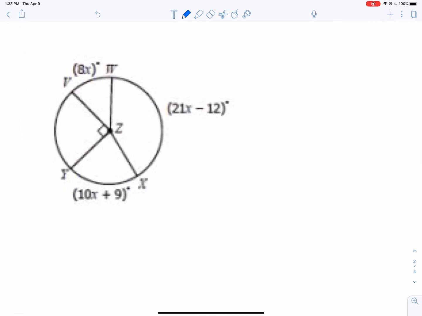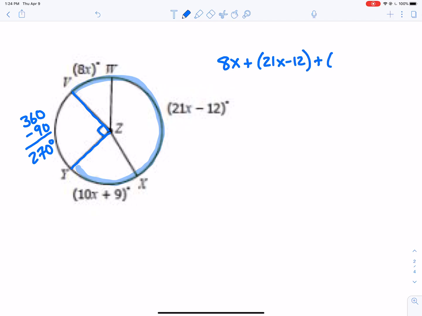So if you notice with this circle, we have a 90-degree angle right here. And then the rest of the circle, we could say all adds up to the rest of that measure for our circle. So 360 minus 90 would leave us with 270 is what's left. So let's add the rest of those up and set it equal to 270. So 8x plus 21x minus 12 plus 10x plus 9 is all equal to 270.